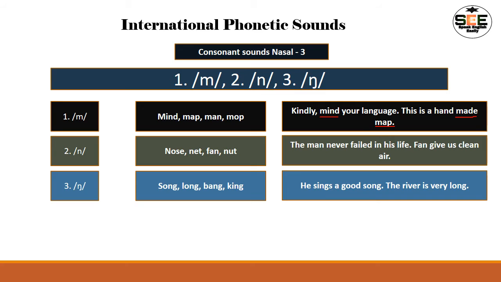Here we have some sentences. If we read these sentences, then definitely it will be clear for us. The man never fail in his life. Here the word man definitely has the n sound. And if we see the word never, it also has this n sound. And in, definitely it has the n sound.